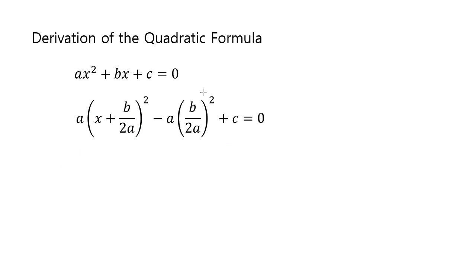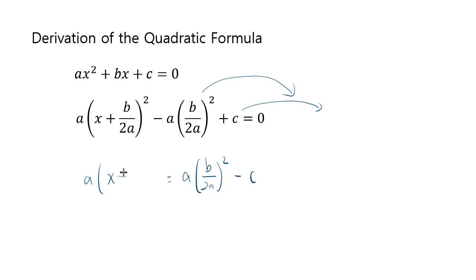Then what we can do is we can move these terms to the other side, and when you move terms, the signs are negated. So negative of negative is positive, so it's a times b over 2a squared, and then minus c on the right side. And then you can divide both sides by a so that these cancel.